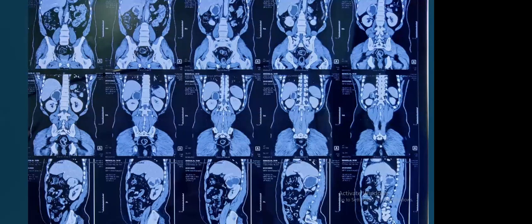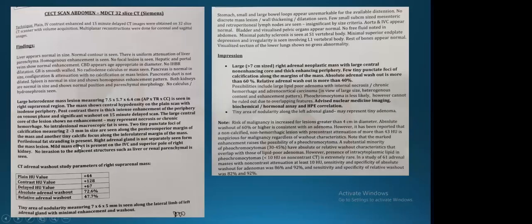Okay, Achin, just show them the report. Should I read it out? Yes, please read out. A large heterodense mass lesion measuring 7.5 x 5.7 x 6.4 centimeters is seen in the right suprarenal region. Mass shows central hyperdensity on the plain scan with isodense periphery. Post contrast, there is thick, intense enhancement of the periphery on venous phase and significant washout on 15 minutes delayed scan. Large central core of the lesion shows no enhancement, may represent necrosis or chronic hemorrhage. No intralesional macroscopic fat is seen.